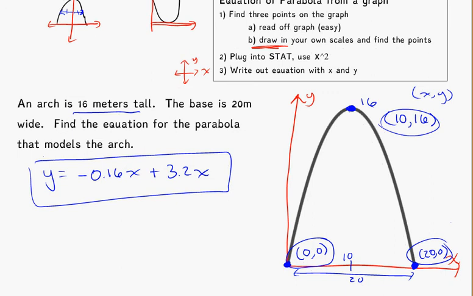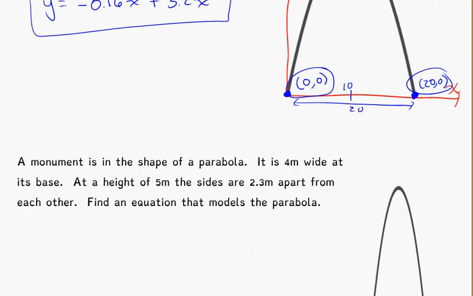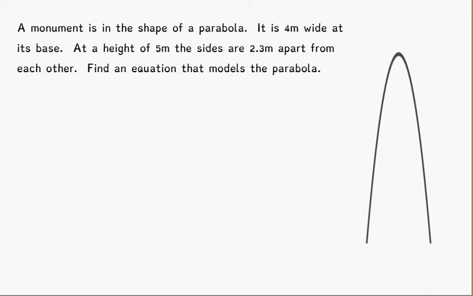So again, draw in your own axes, find your own 3 points. Look at another example. A monument in the shape of a parabola, shown here, is 4 meters wide at the base. Okay, that means from there to there is 4 meters. At a height of 5 meters, the sides are 2.3 meters apart from each other. Okay, so at a height of 5 meters, that means I go up by 5. The distance between those 2 points is 2.3 meters.